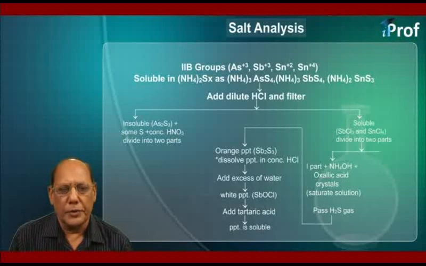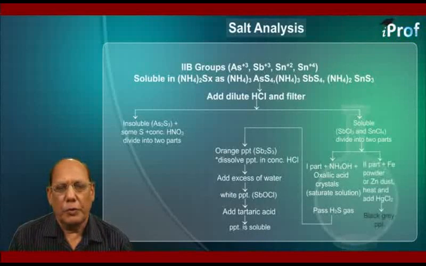Then add tartaric acid to this white precipitate, or dissolve this white precipitate in tartaric acid. The precipitate becomes soluble. To the second part, we add some iron powder or zinc dust and then add mercuric chloride. A black-gray precipitate is obtained that confirms the presence of tin.